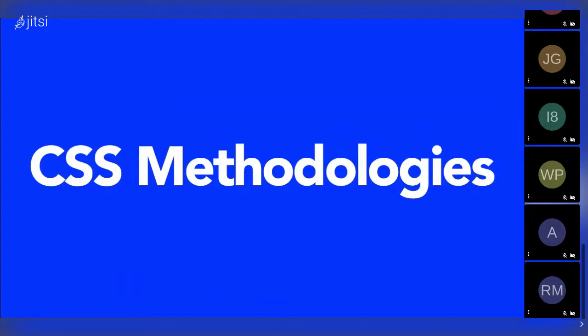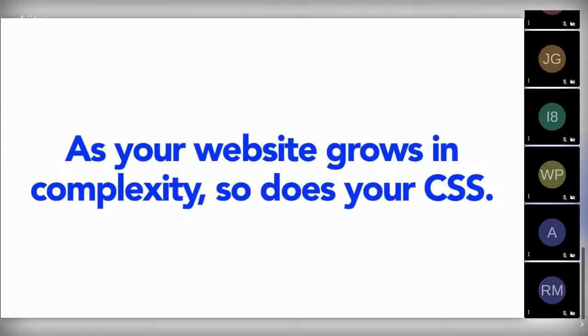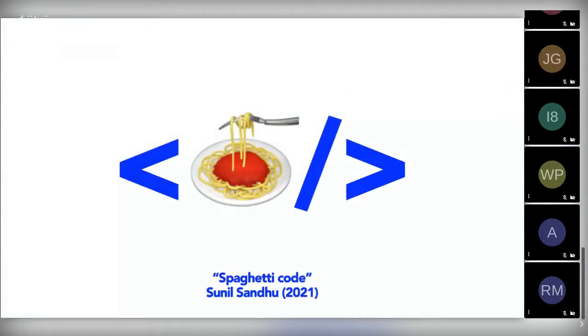Okay, CSS methodologies. Well, as your website grows in complexity, so does the complexity of your CSS. And as you begin to build more complex websites and applications, you need to know how to approach code in a way that is modular, reusable, and scalable. Failing to do so often can result in something known as spaghetti code. And although people often think of this with regards to JavaScript and general programming languages, the same can happen with CSS as well.